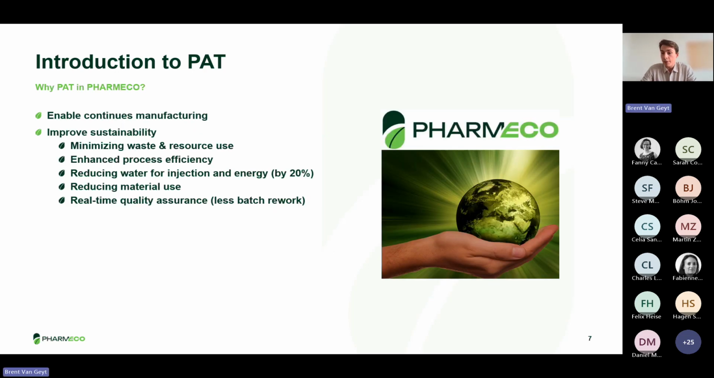Then, why did we actually put PAT in PHARMECO? First and foremost, in PHARMECO, with the biomanufacturing, we're using a continuous manufacturing line. And this, as I already mentioned before, PAT is really necessary to constantly know what the process is doing. But also, as it is PHARMECO, we really want to improve sustainability. We want to minimize waste and resource use, enhance process efficiency, reducing water for injection and energy by 20%, also with reducing material use, and constantly have a real-time quality assurance of our teams.